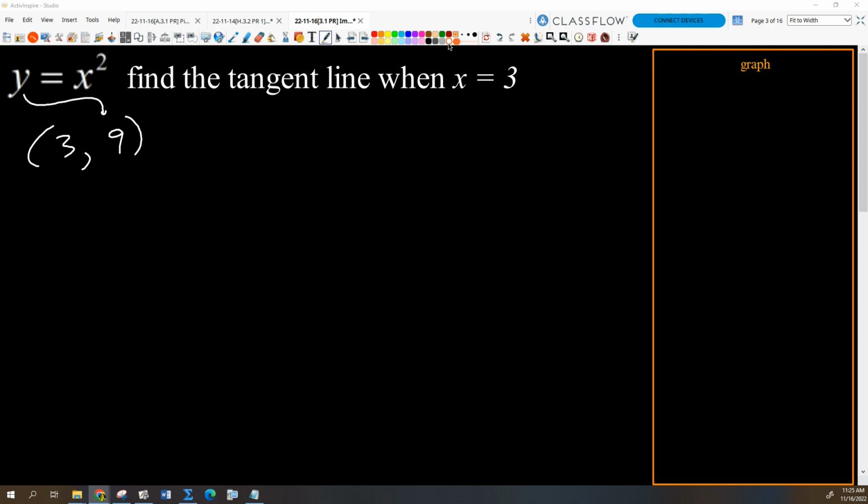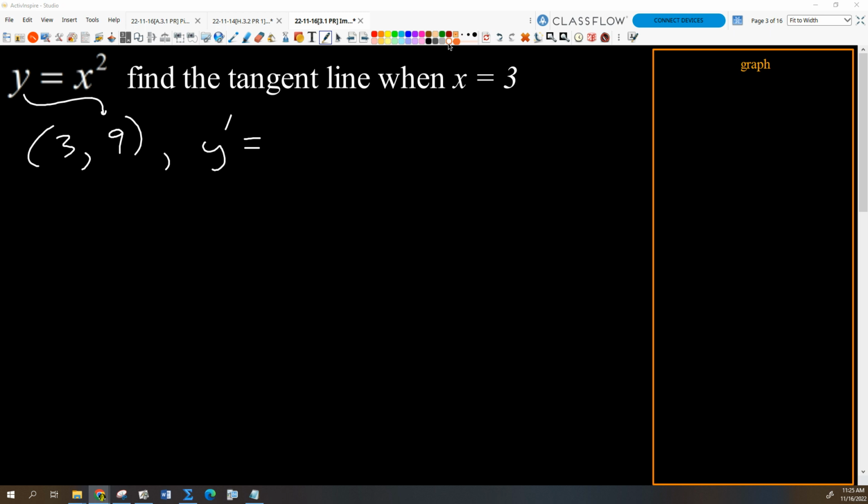Okay? We need a slope. How am I going to get the slope? Got to find the derivative, right? That's the job of a derivative. So this is an easy one. I'm differentiating with respect to x, right? Everybody get that? So this is an easy derivative, normal derivative.